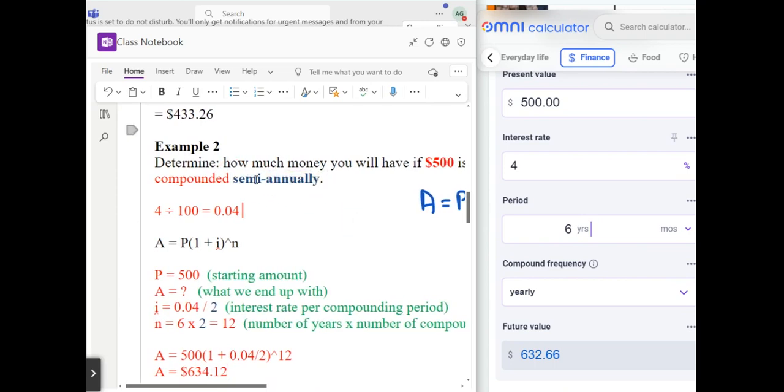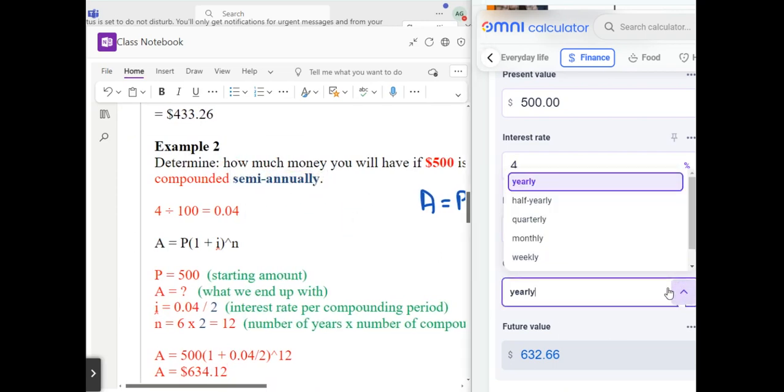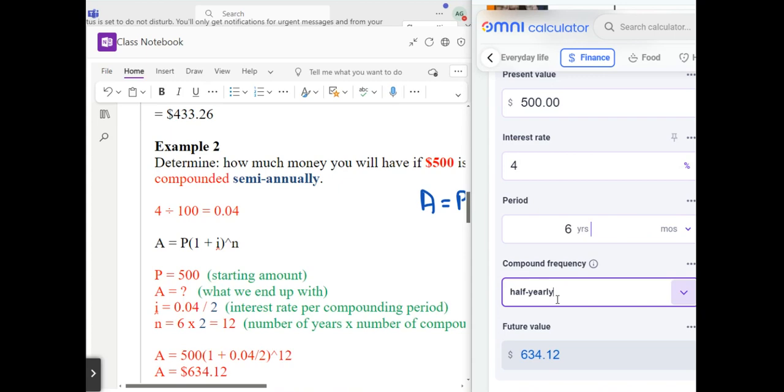So in this case, it happens to be semi-annual, and here we call this half yearly. It's the only one that's kind of off. And so when you type this in, you can see that we will get the exact same answer that we did when we did this by hand, the same as when we did this using the computer. Okay.